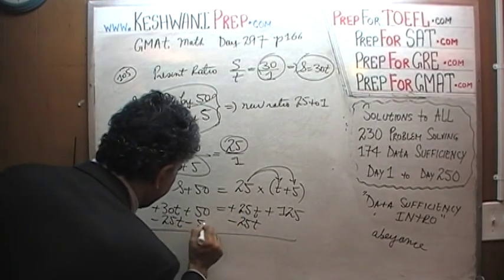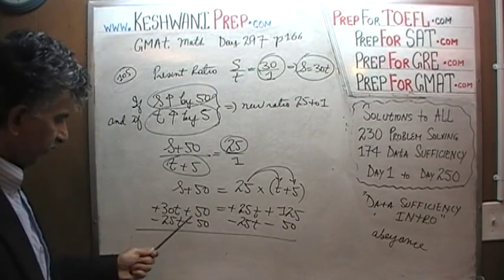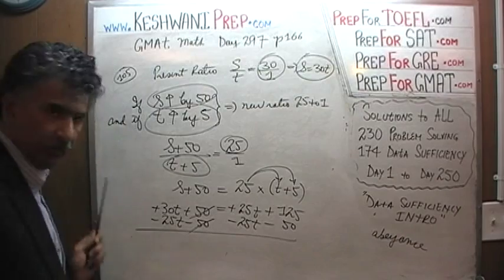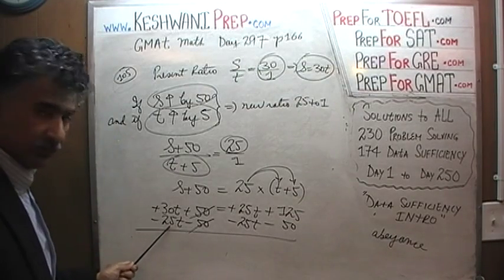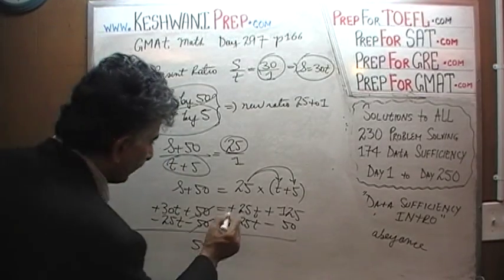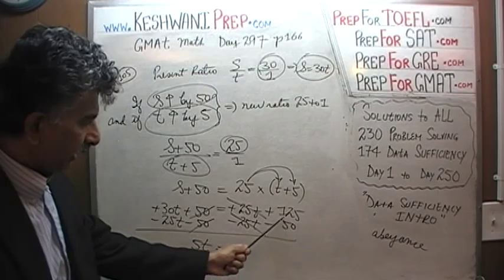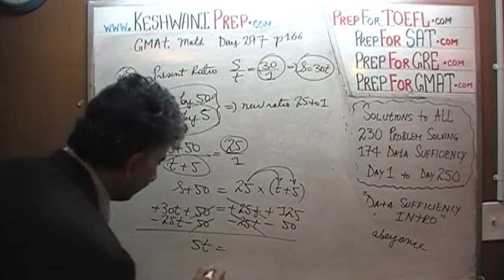And let's subtract 50 from both sides so that we can bring the 50 to the other side. So positive 50 and negative 50 is going to drop out. That was the whole point. 30t minus the 25t is going to give us our 5t. And this 25t and the negative 25t is going to drop out. And 125 minus 50 is going to give us 75.